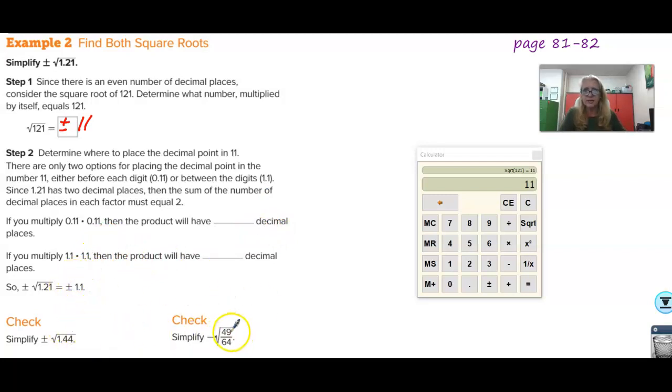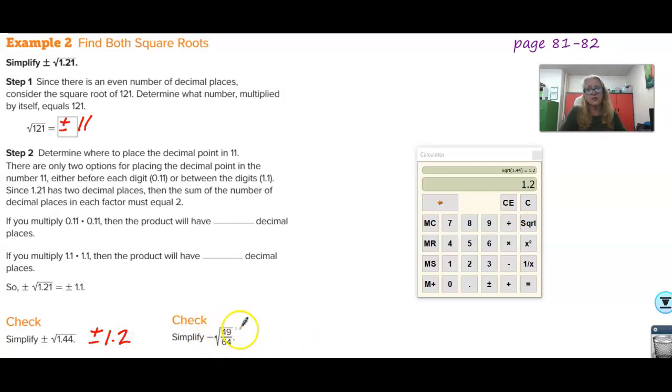Here we have a couple of checks down here. This one is on page 81. This one's on page 82. The square root of 1.44 is, what'd I do? I hit the wrong button. 1.44 square root is 1.2. So it's positive or negative 1.2.